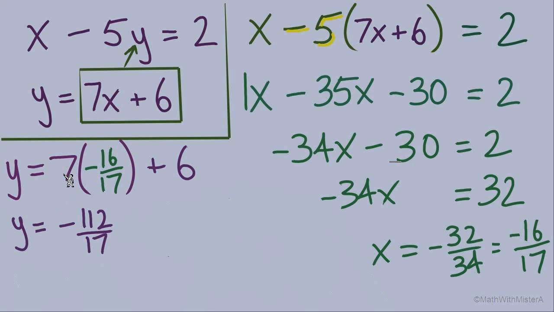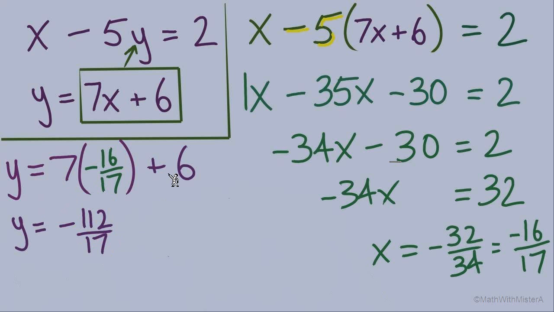Y equals, now this multiplication, remember, an integer or a number that's not in a fraction, if we multiply it to a fraction, we multiply it just right into the numerator. So to get this result, I did 7 times 16. I got negative 112 over 17.